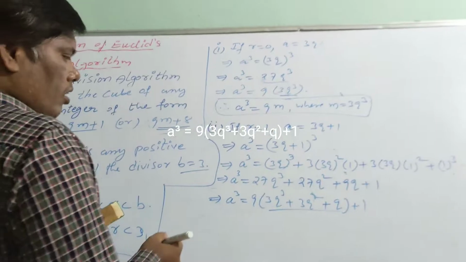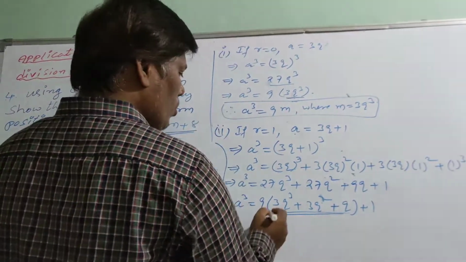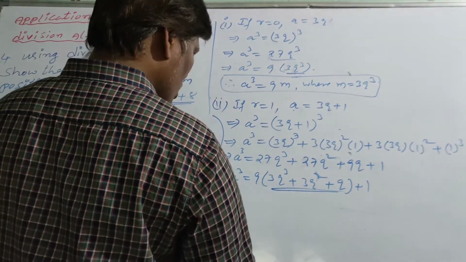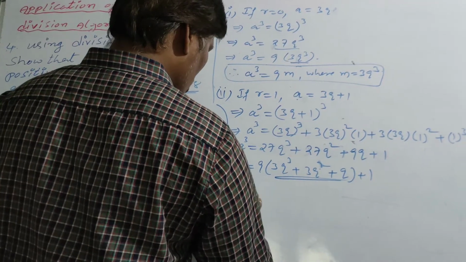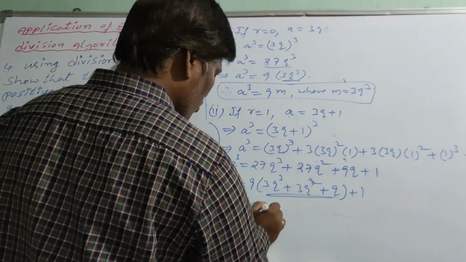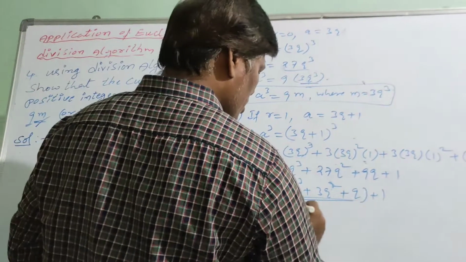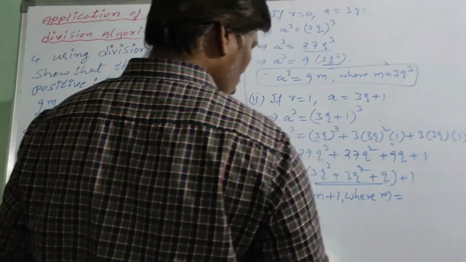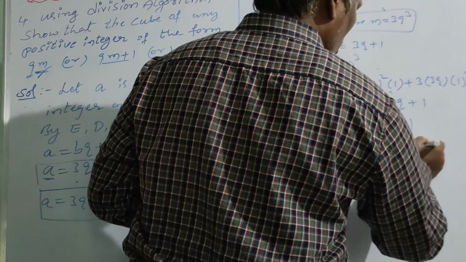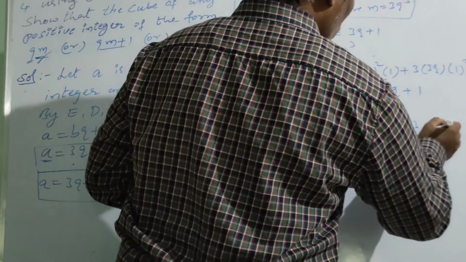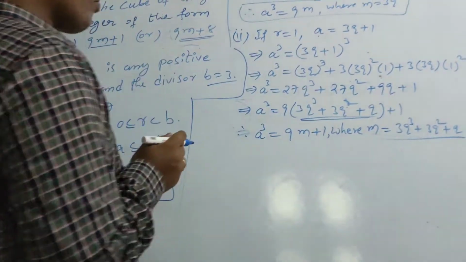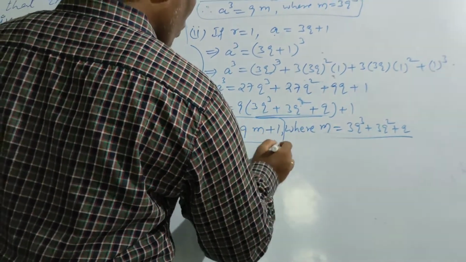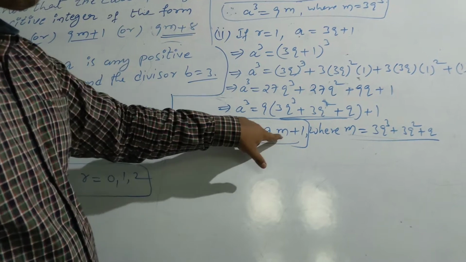Now for any integer q, 3q cube plus 3q square plus q is also an integer. So take that integer, let us write some other letter m. A cube is equal to 9m plus 1, where m is equal to 3q cube plus 3q square plus q. In case 2 also we got a cube in the form of 9m plus 1.